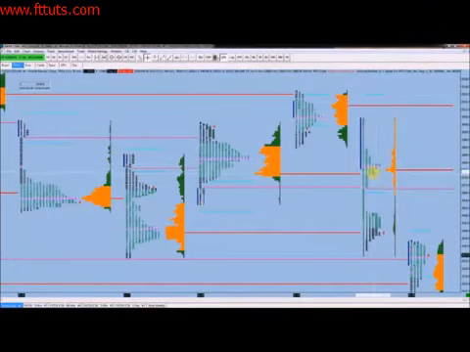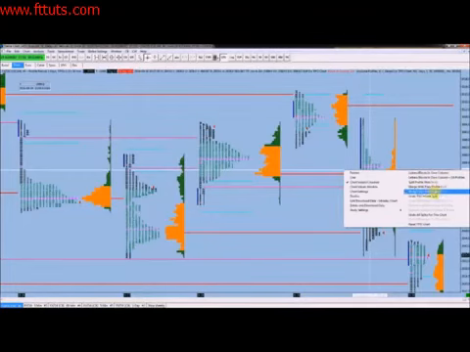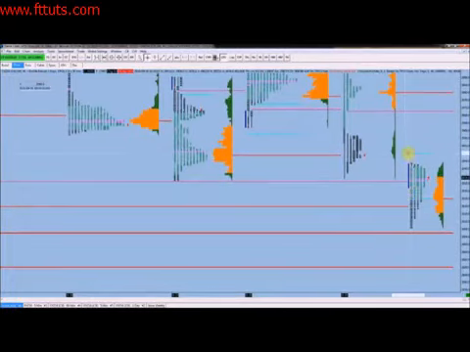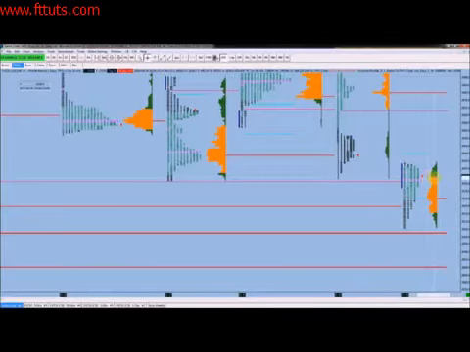Okay. And what's the light blue line? Sorry? The light blue line. This. Yeah. Okay, I haven't gone into this yet. It's a bit suspect as to how often it works, but this light blue line is your initial balance extension. I haven't actually gone into this yet, but what it means is that this is your initial balance extended by 50%.